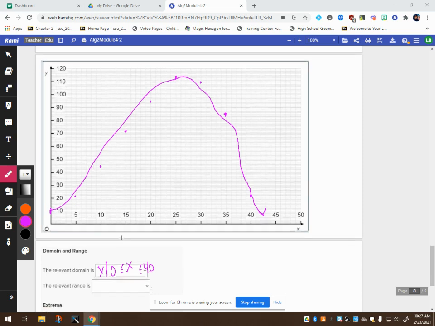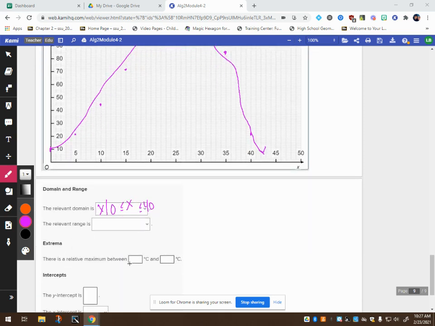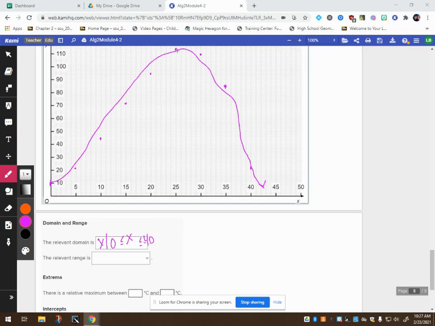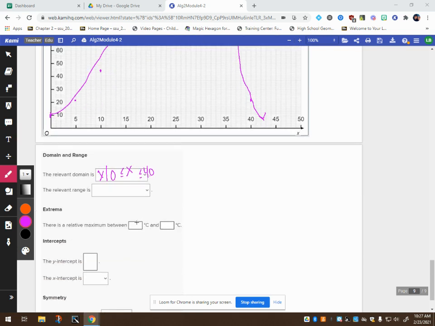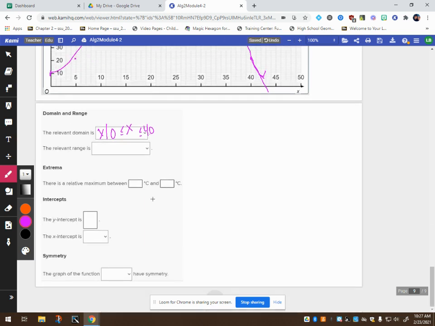And I want to know, where does the maximum occur? Well, it looks like it occurs somewhere in between here, between 25 and 30 degrees Celsius, right? It's happening right in here somewhere. So between 25 and 30 degrees Celsius. What's my y-intercept? It's this 10. What's my x-intercept? Well, we really don't know. It doesn't show us the x-intercept here on the graph, but we can assume that if it continues this pattern, it's going to be somewhere here between 40 and 45.